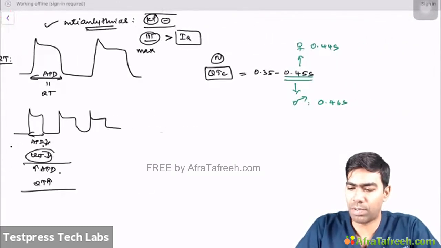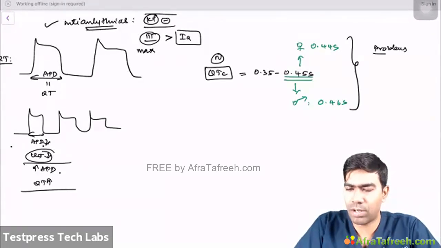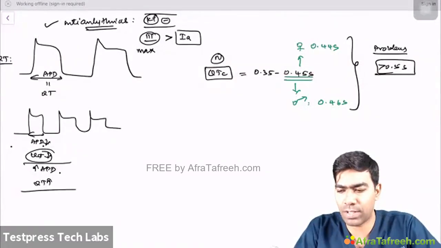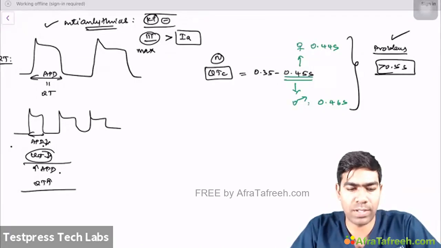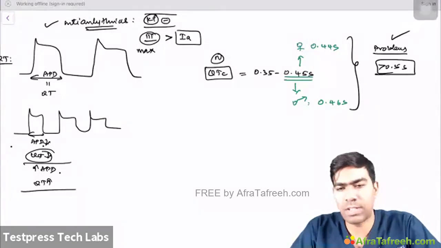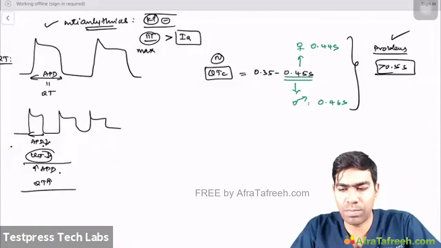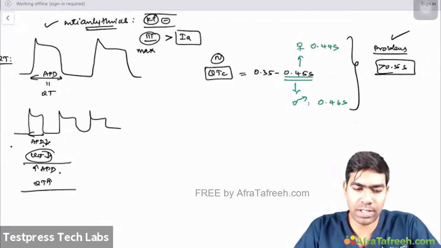But remember, significant problems will start only if the QT interval is beyond 0.5 seconds. Only if the QT interval is beyond 500 milliseconds, or if the corrected QT interval is beyond 0.5 seconds, that's where you're going to have problems. You're not going to have problems otherwise. Just because you have a QT interval of 0.45 or 0.46, you will not have problems. Most of the time the problems will start, and arrhythmia risk is very high, only if the QT interval is typically beyond 0.5 seconds or 500 milliseconds.